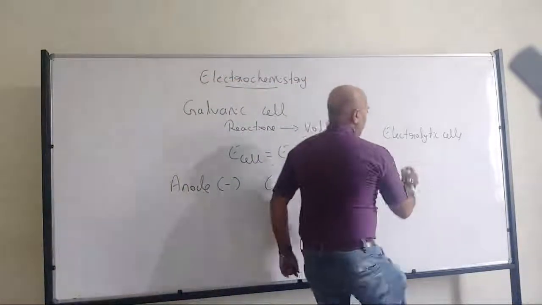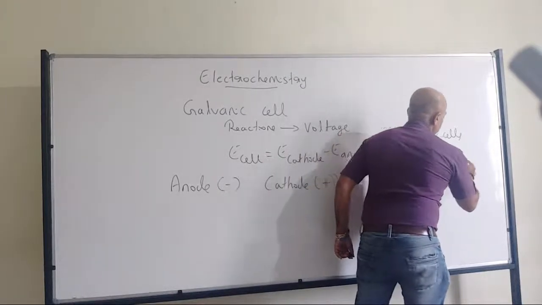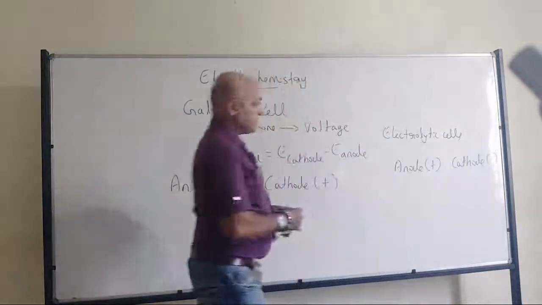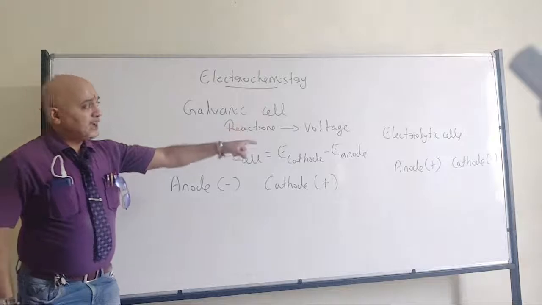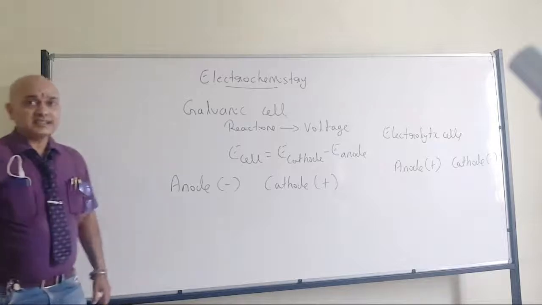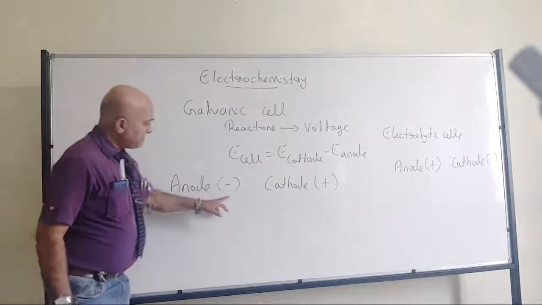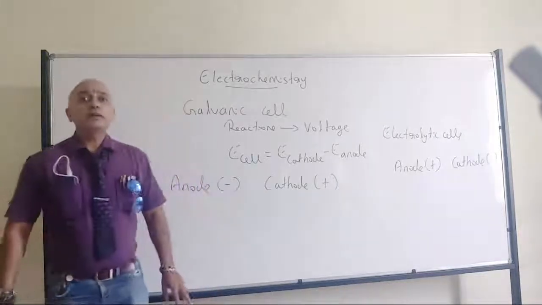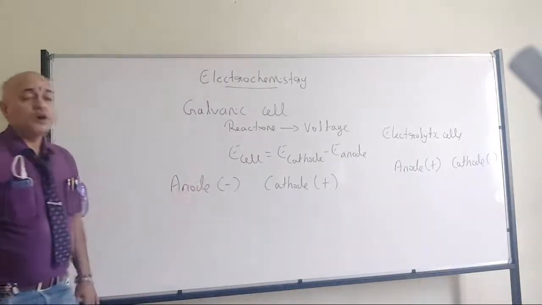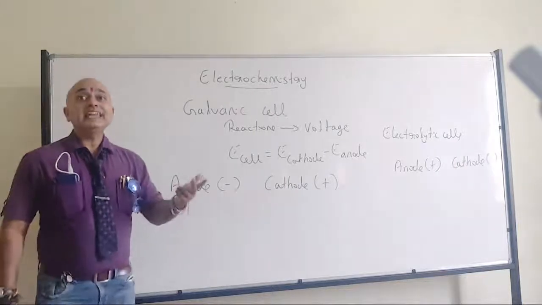So in these types of cells, anode will be positively charged and cathode will be negatively charged. So don't get confused. Anode will be positive, cathode will be negative. That is for electrolytic cells. But when it comes to a galvanic cell, it is opposite, where anode will be negatively charged and cathode will be positively charged. Fine? So that's what you should remember when it comes to a voltaic cell or galvanic cell, which can also be called a Daniell cell.